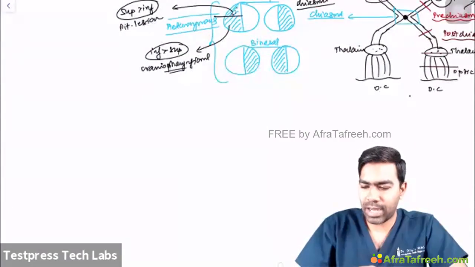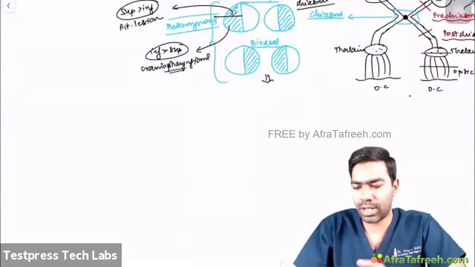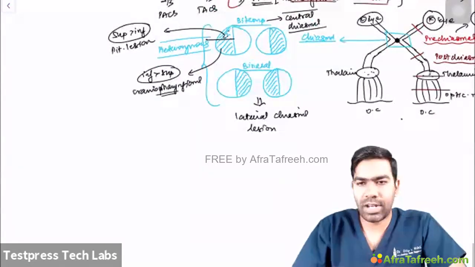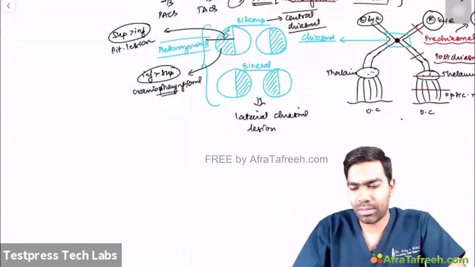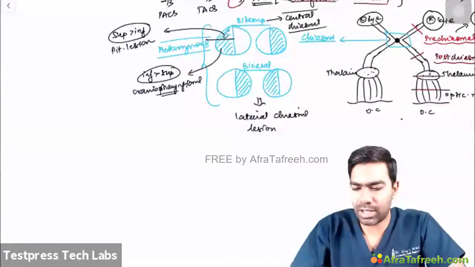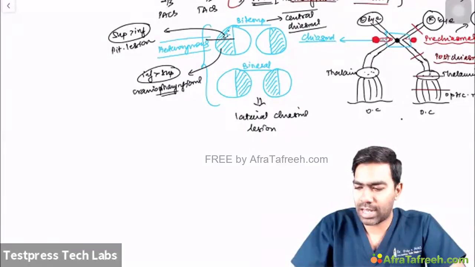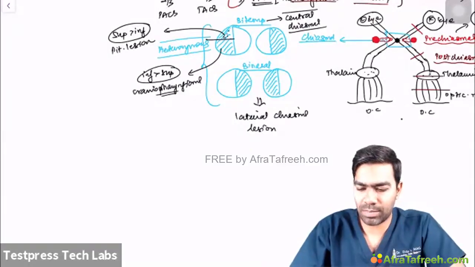Typically, binasal hemianopia, you will be encountering in a lateral chiasmal lesion. Very unlikely to get a binasal hemianopia, but anyways, this has been described in certain situations where you can get aneurysms of the internal carotid artery. For example, if there is a bilateral aneurysm of the internal carotid artery, that can affect the lateral part of the chiasma.